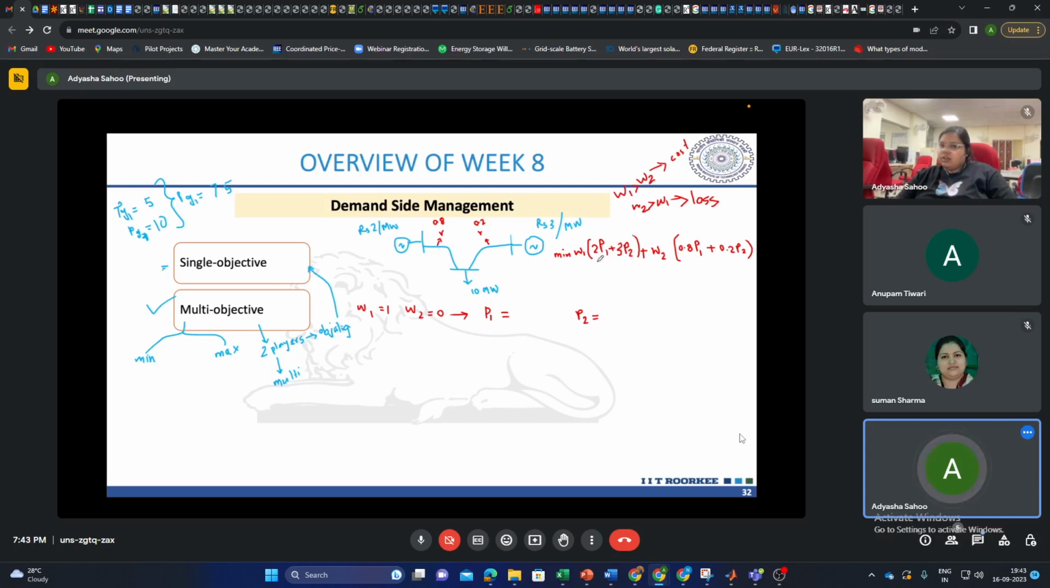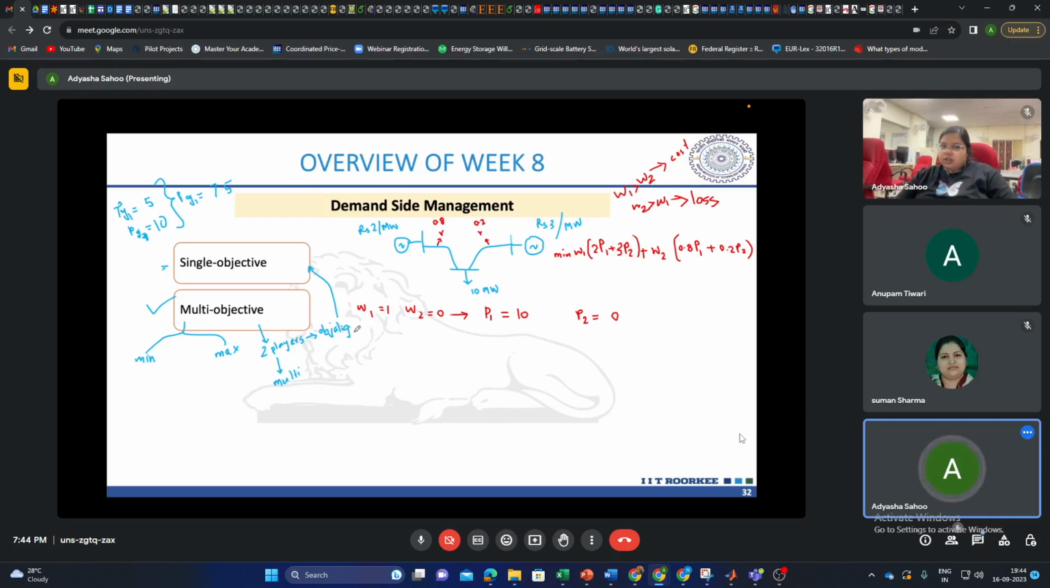You said it in the first, right? W1 is 1, W2 is 0. So we are having only this part. That means P1 will be 10, P2 will be 0. Is this clear, sir? Yes.